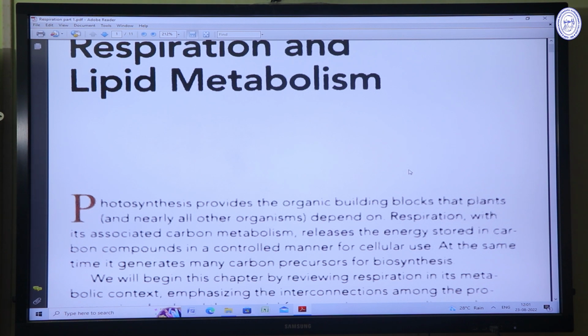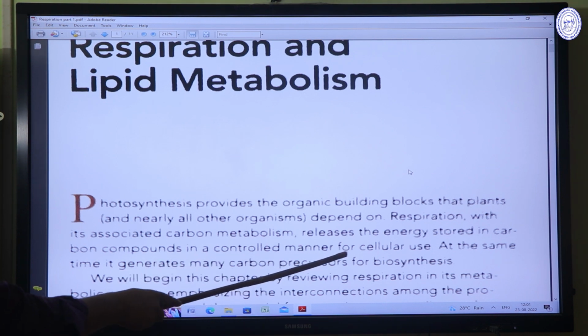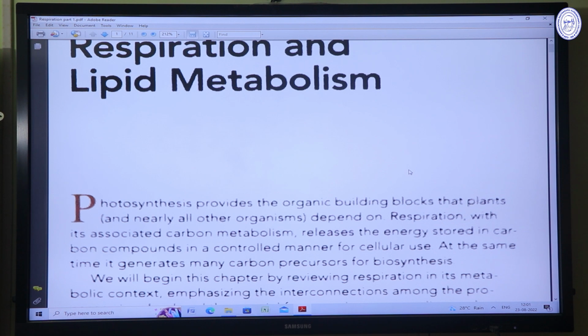In respiration, what happens? In respiration, the energy stored in carbon compounds is released in a controlled manner for cellular use. So in respiration, the energy stored in carbon compounds will be released here, of course in a controlled manner, and this energy will continue other cellular reactions.